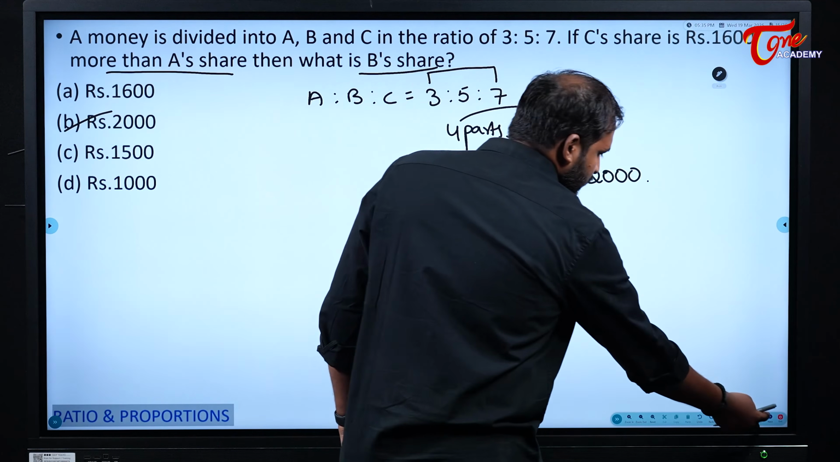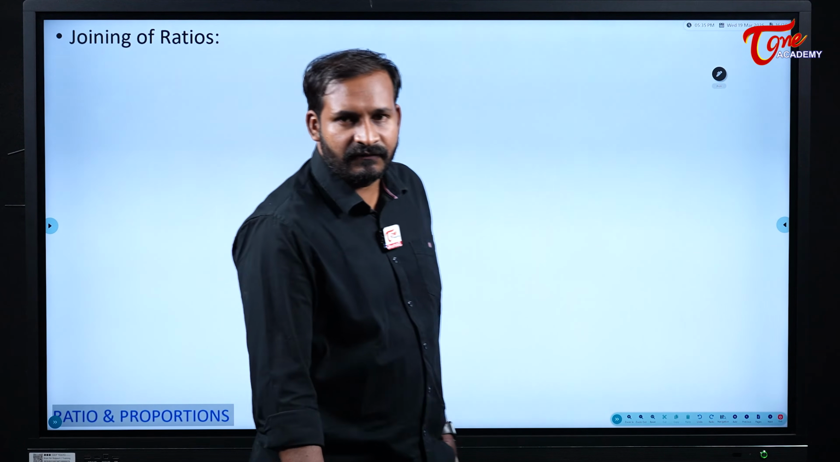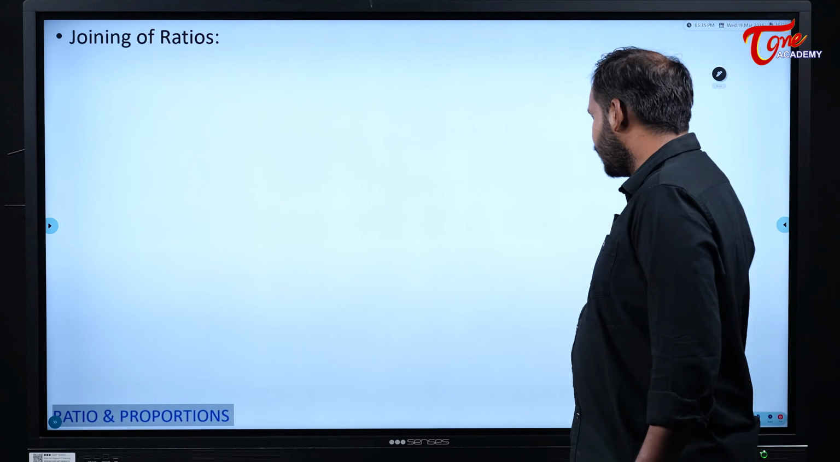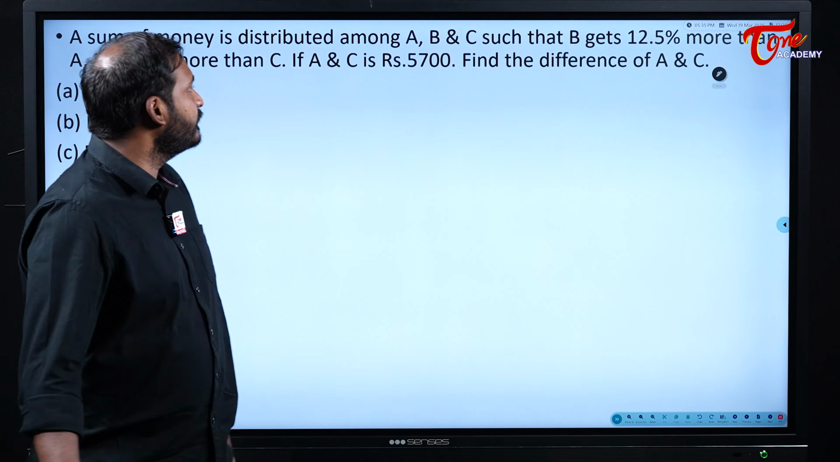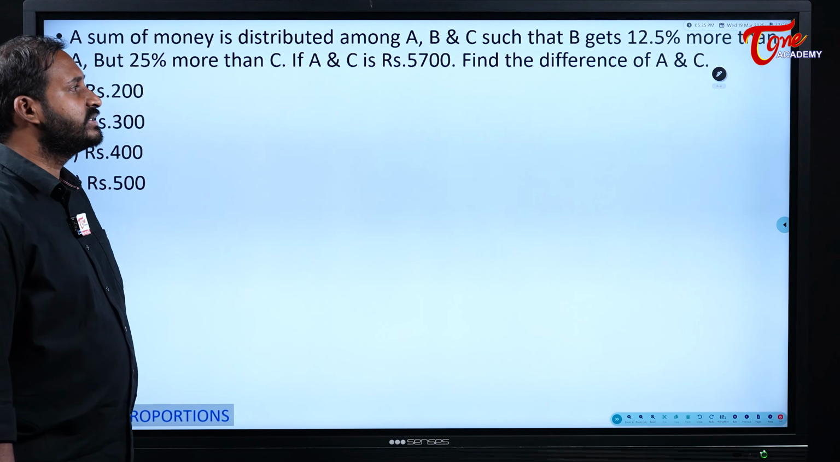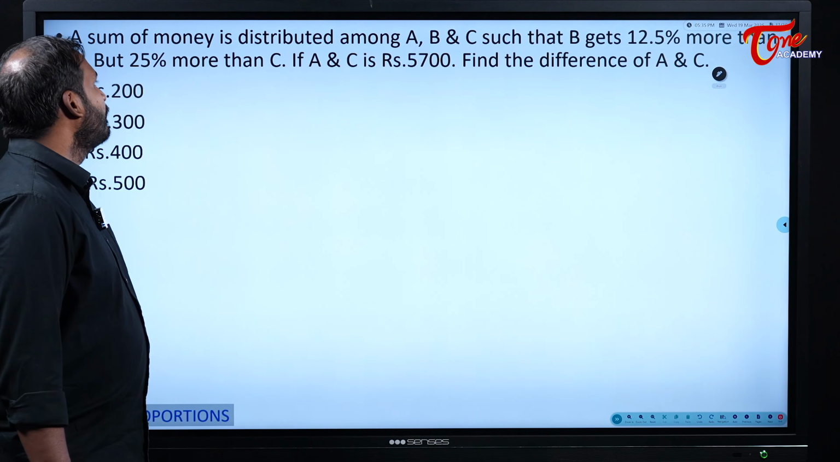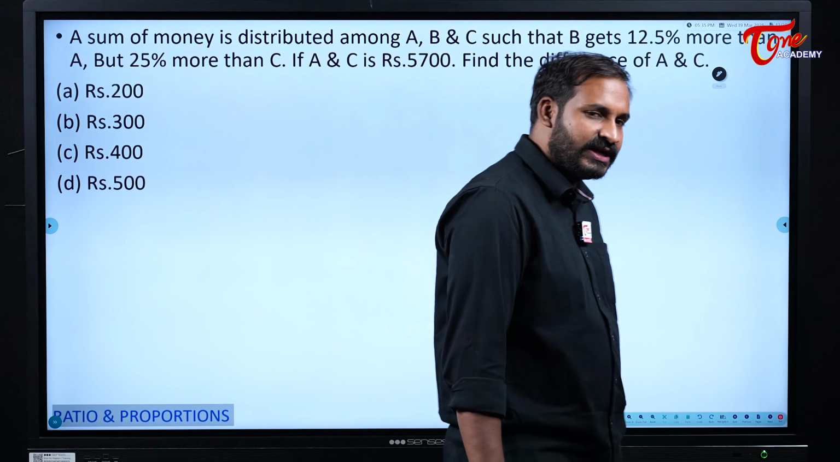Okay. Next one. Joining of ratios. Already in our first video, we have seen how to join the ratios. No need to think much about that one. We will see next. A sum of money is distributed among A, B and C such that B gets 12.5% more than A but 25% more than C. If A and C is 1500, the difference of A and C is.